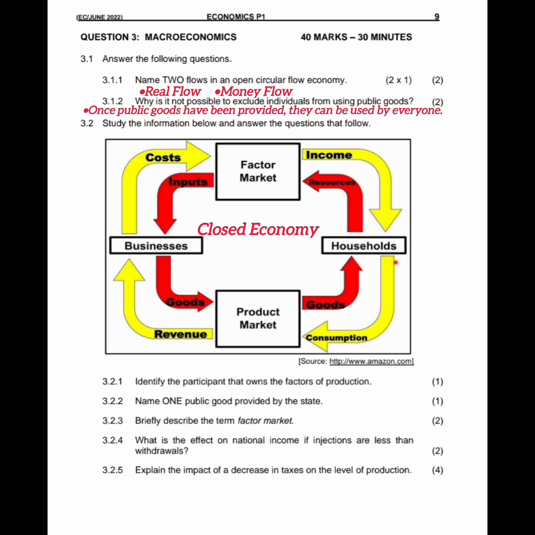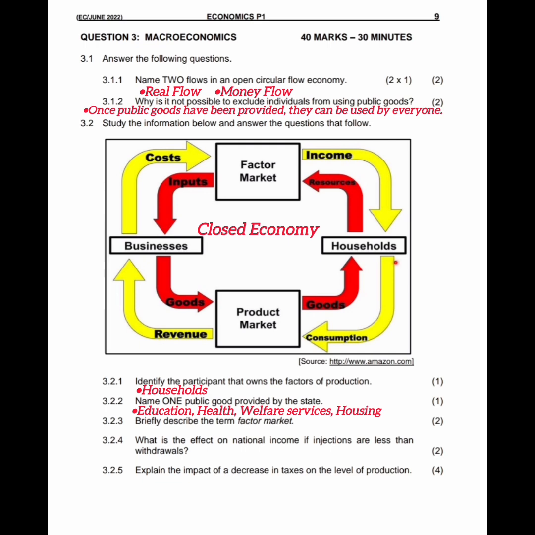Let's go to our questions. 3.2.1, identify the participants that own the factors of production. As we know, households are the owners of the factors of production. So our answer is households. And then 3.2.2, name one public good provided by the state. What does the state provide? The state provides education, health, welfare services, and housing. So here they needed one, so you can choose from the four, which is education, health, welfare services, and housing.